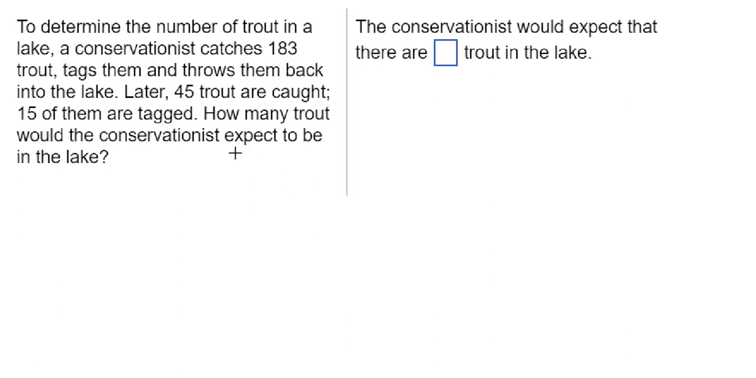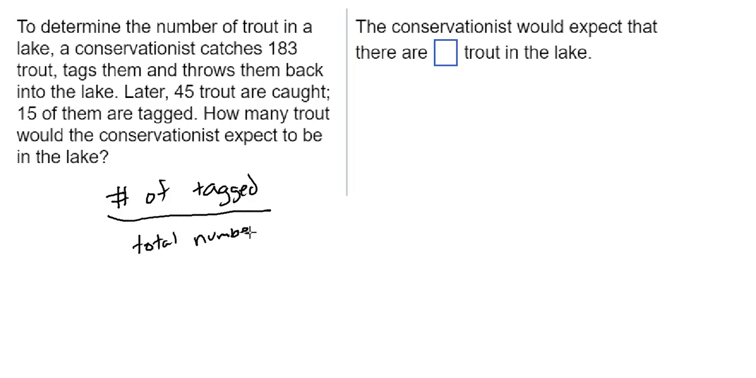So the ratios that we want to set up here are the number of tagged fish over the total number. All right. And so we're going to start with the second piece of information, that they caught 45 trout and 15 of them are tagged. So I think this one's a little more obvious, the order that ratio should get set up in. All right, so we'll go ahead and do it over here.